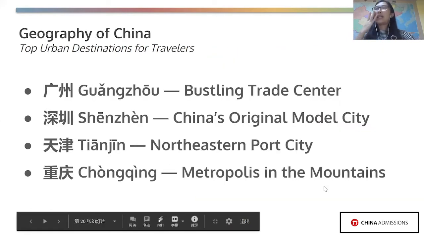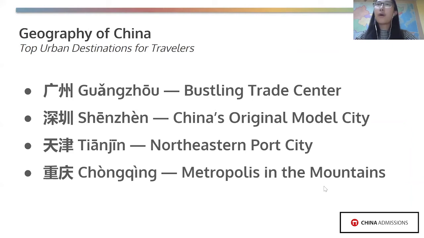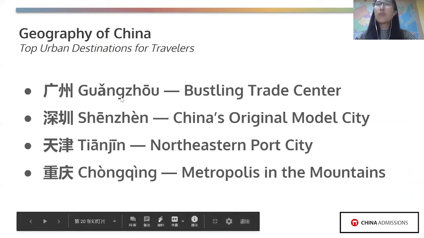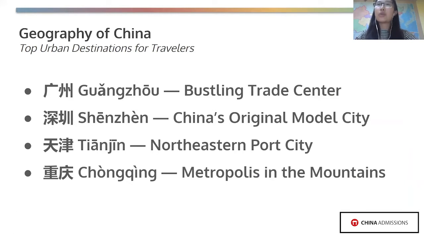Okay, and let me introduce you guys to another four huge cities. Guangzhou is not very far from Hong Kong, so in southern China. It's very close to Hong Kong, Macau. So it's the bustling trade center. There are a lot of fairs, but not this year, you know. And then Shenzhen is a total new city. It's very new. It started to develop in 1980, I think. But now it's one of the biggest and the most modern cities in China, Shenzhen. From Shenzhen to Guangzhou, it only takes you half an hour, I think.